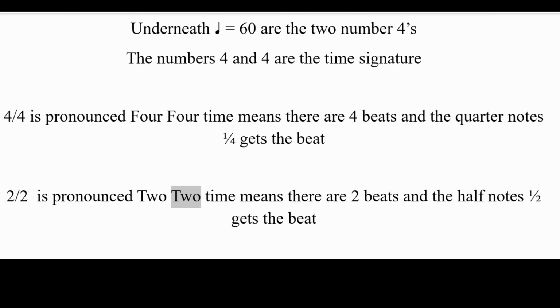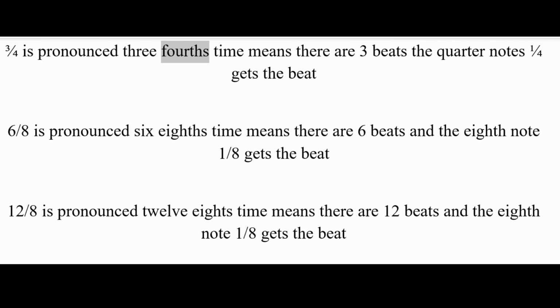2/2 is pronounced 2/2 time, which means there are 2 beats and the half note, 1/2, gets the beat. 3/4 is pronounced 3/4 time, which means there are 3 beats and the quarter note, 1/4, gets the beat. 6/8 is pronounced 6/8 time, which means there are 6 beats and the 8th note, 1/8, gets the beat. 12/8 is pronounced 12/8 time, which means there are 12 beats and the 8th note, 1/8, gets the beat.